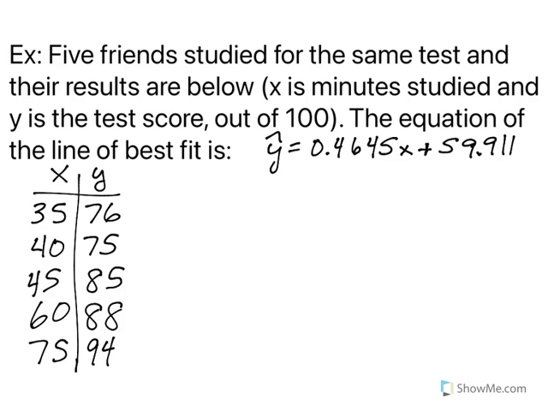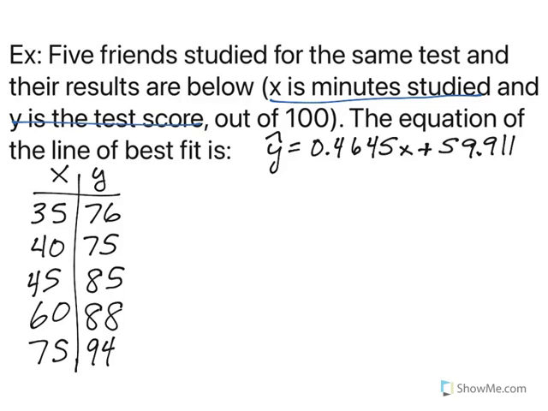So here we go. We have 5 friends who studied for the same test, and their results are below. X is minutes studied. Y is the test score out of 100. So the largest test score you could have is 100. The equation of the line of best fit is y equals 0.4645x plus 59.911.